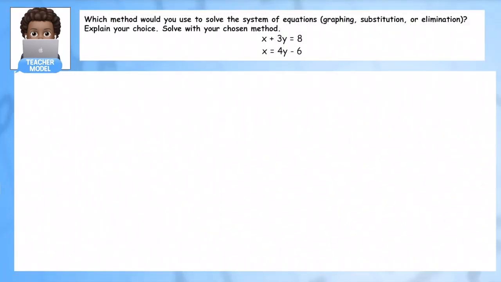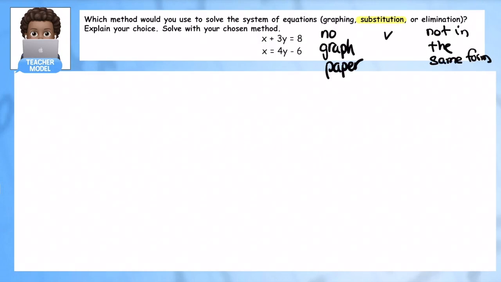Looking at the system of equations, I would most likely use substitution, and here's why. There's no graph paper. I'm not going to graph. I'm not going to estimate and get an incorrect answer. And I could do elimination. The only reason I'm not going to do elimination is because they're not in the same form. And I am going to choose substitution because I already have x equal to an expression. So there's an easy substitution to be made.